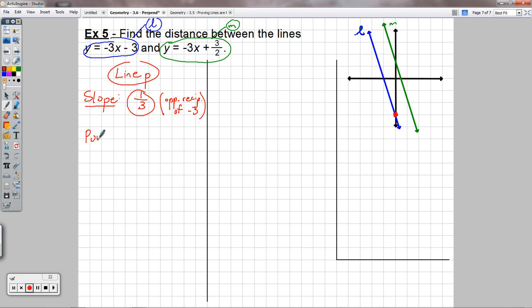The point, or a point, on a perpendicular line connecting these two could be this point right here. I could really go anywhere along the line I wanted to, but I want to pick something that's easy to deal with. So right there, this is 0, -3. I know that point is on the line because that's the y-intercept of line L. So I'm going to go with 0, -3 as my x1 and y1. This is my m value, the slope value for that.